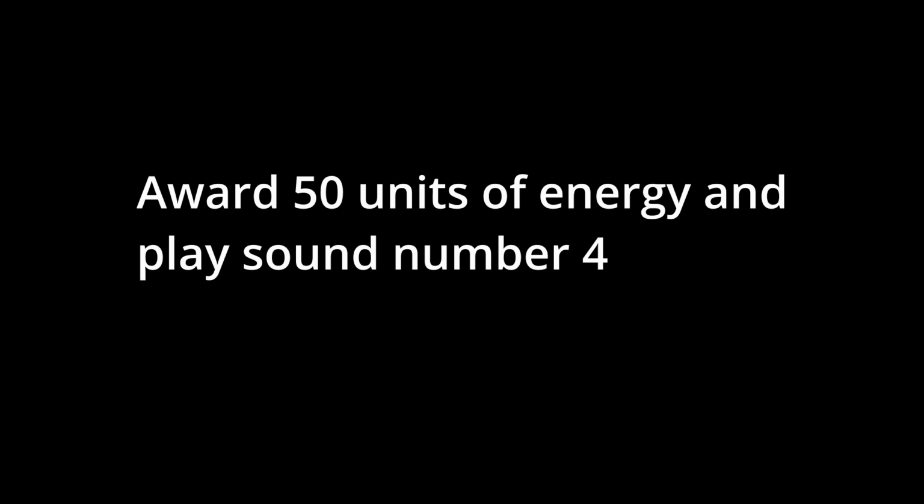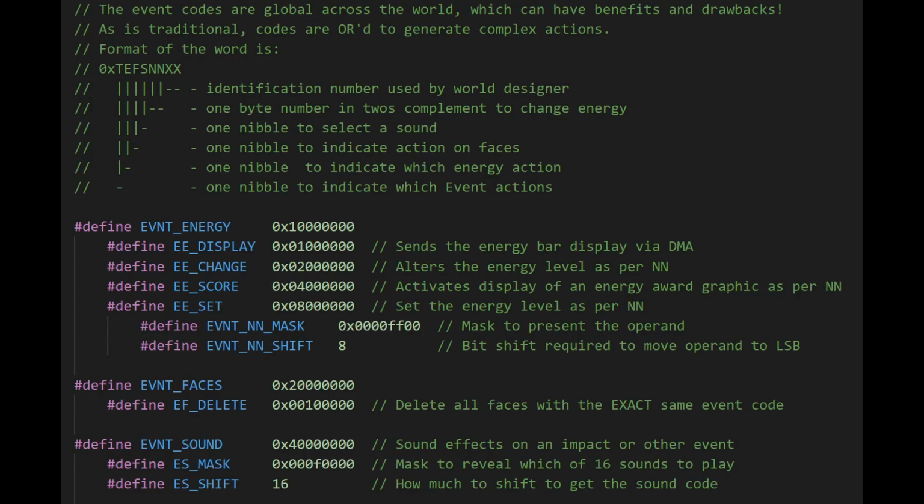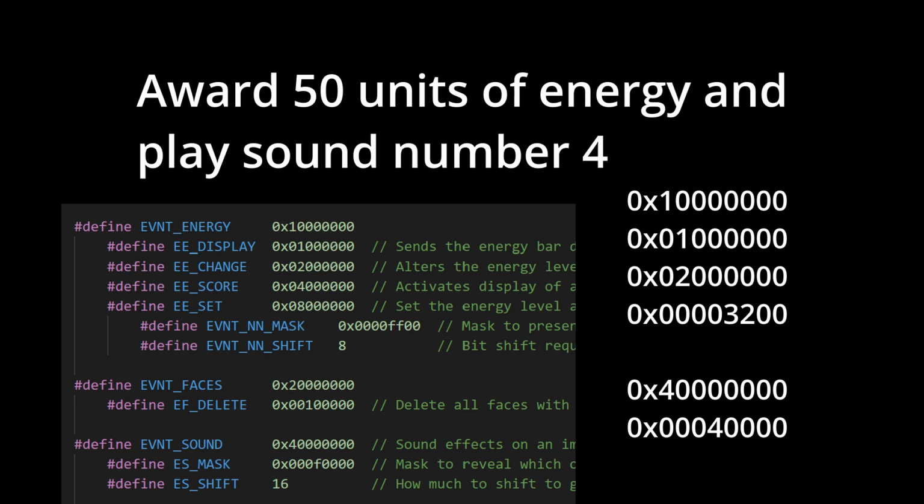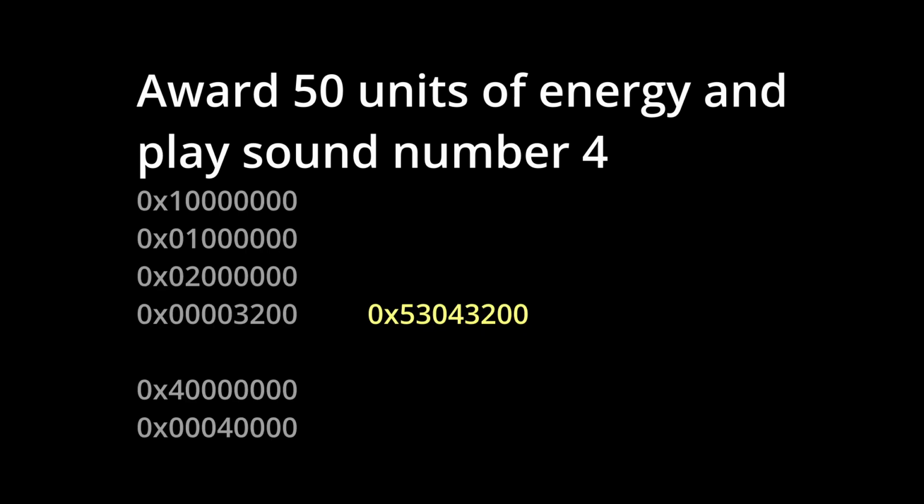As mentioned earlier, I'd like it so that when the player impacts the ball, they are awarded 50 units of energy and sound number 4 will be played. So there are 2 components to this event word. The first one relates to the energy. We want the value to be incremented by 50, indicated by hexadecimal 32, and we want the energy bar to be increased. Secondly, we want to play sound number 4, and that is indicated by the second block. All of these values are ORed together to give us the ultimate event code.